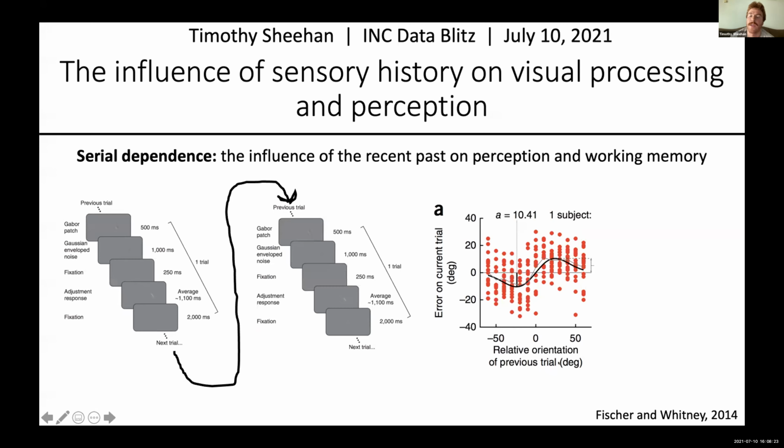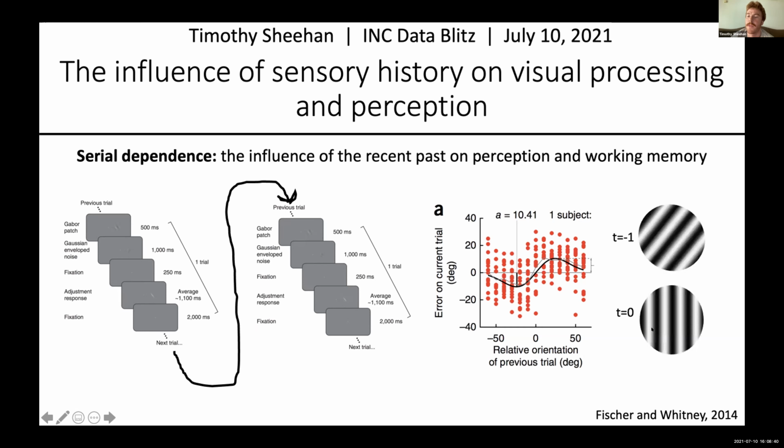This exact effect was examined in a seminal study by Fischer and Whitney, where they sorted trials based on the relative orientation of the previous stimulus and found that participant responses were systematically attracted towards that item. So for instance, if at the current moment in time you're viewing this stimulus, and on the previous trial you viewed a stimulus 20 degrees clockwise, your perception would on average be attracted towards it by a few degrees. And that's what's shown by this distribution of errors, which is systematically shifted clockwise when the previous stimulus is 20 degrees clockwise.